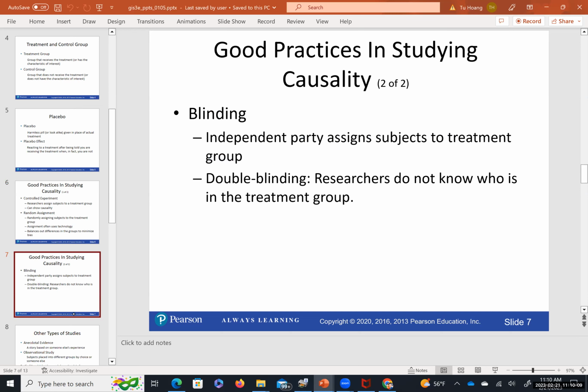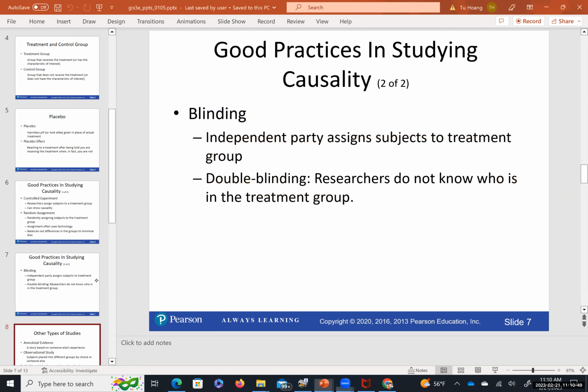Okay, so blinding is also a good practice in studying causality. Blinding has an independent party assign subjects to the treatment group, and in double blinding, the researchers do not know who is in the treatment group, right? So those are all three good practices in studying causality.